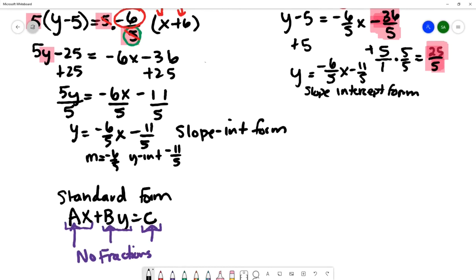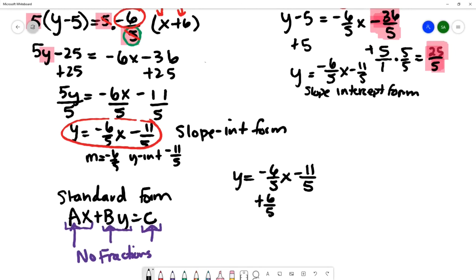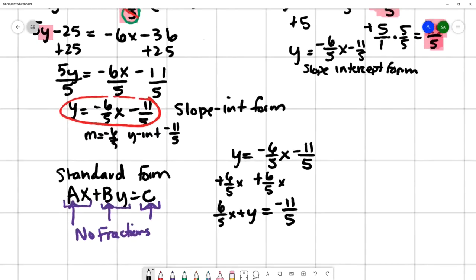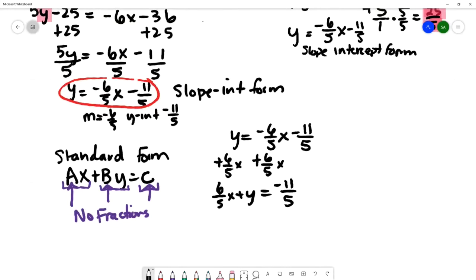So let's start off with our slope-intercept form that we had. y equals negative 6/5 x minus 11/5. If I want the x and y terms on the same side, I'll add 6/5 x on both sides, and that gives 6/5 x plus y equals negative 11/5. And so we do have this format of having x and y on the same side and the constant on the other side, but we need to clear those fractions.